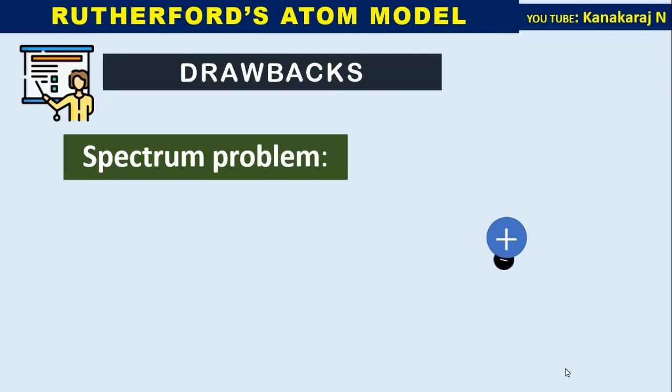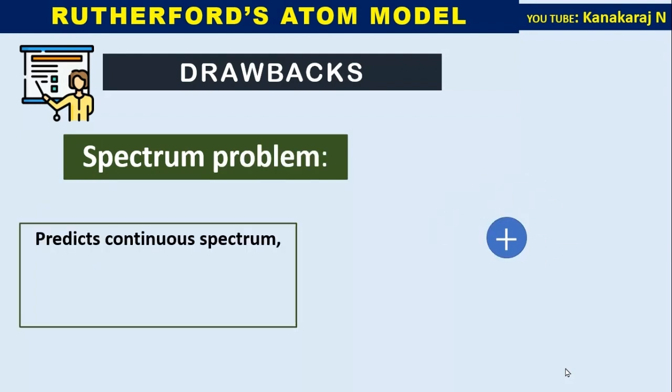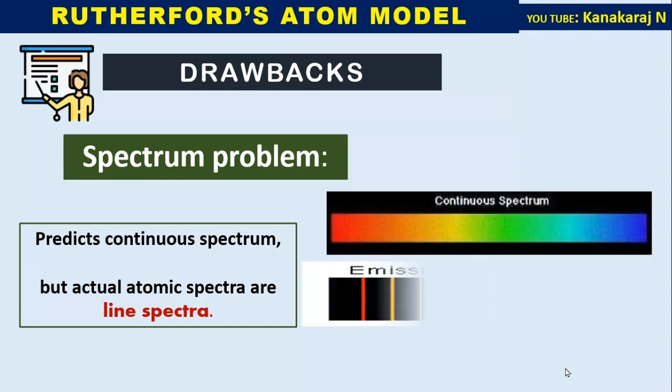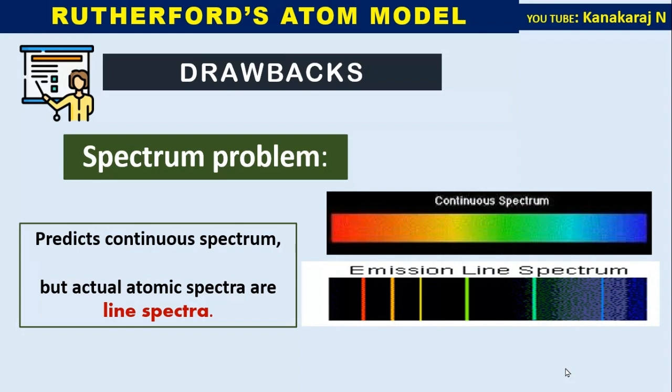Spectrum problem. Rutherford's atom model predicts a continuous spectrum as the electrons spiral down, accelerating towards the nucleus. Thereby, it must give a continuous spectrum. But what we actually observe is an atomic spectrum, that is, a line spectrum. The first one is the continuous spectrum predicted by Rutherford, but that isn't given by an atom. It gives the line spectrum, the second diagram.